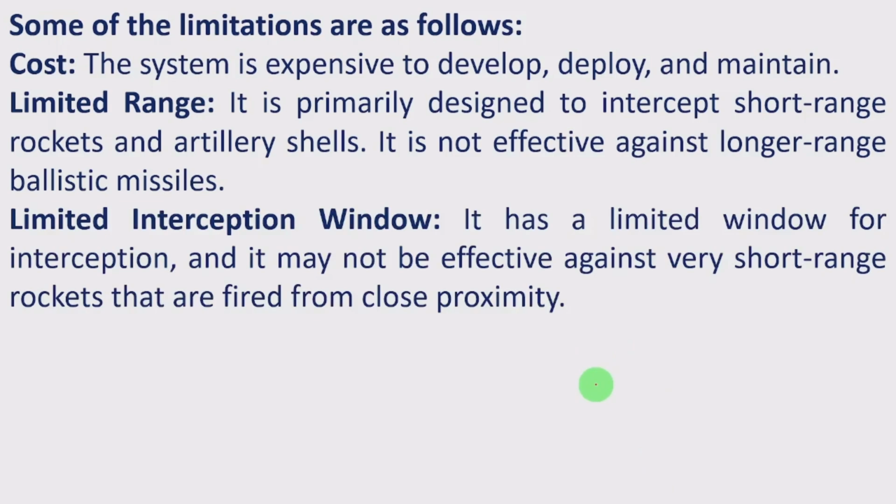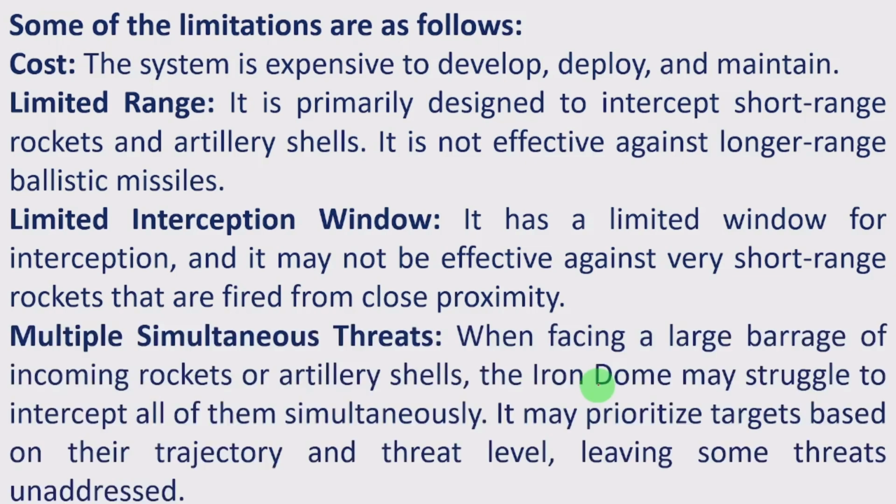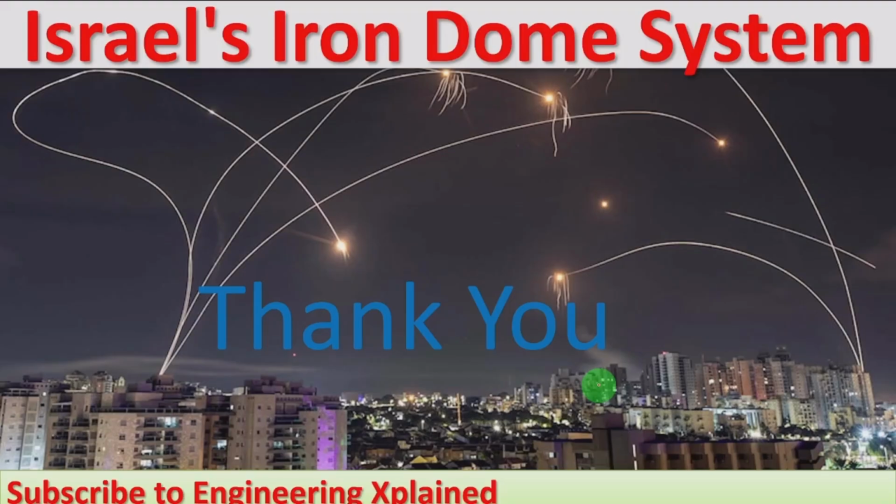Limited interception window. It has a limited window for interception and it may not be effective against very short-range rockets that are fired from close proximity. Multiple simultaneous threats. When facing a large barrage of incoming rockets or artillery shells, the Iron Dome may struggle to intercept all of them simultaneously. It may prioritize targets based on their trajectory and threat level, leaving some threats unaddressed.